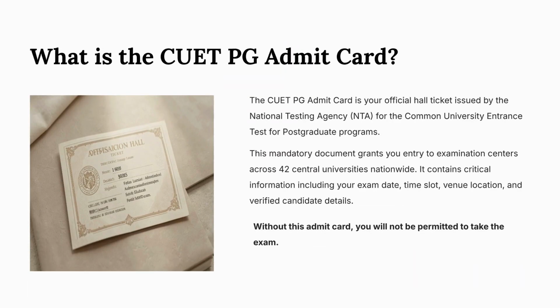Now let us see what is the CUET PG Admit Card. The CUET PG Admit Card is your official hall ticket issued by the NTA for the exam. This is a mandatory document that allows you entry into exam centers across 42 central universities nationwide. It contains important details like your exam date, time slot, venue address and verified candidate information. Without the admit card, you will not be allowed to take the exam.